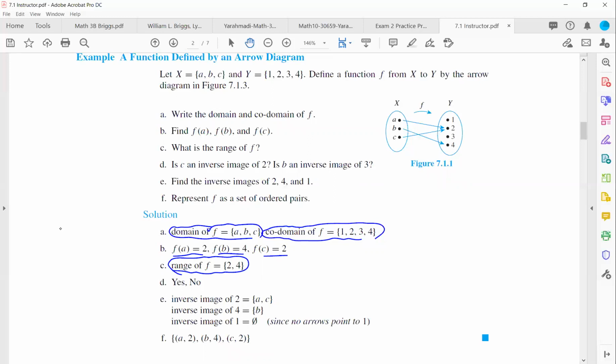D, is c an inverse image of 2? Take a look at c. c is here.